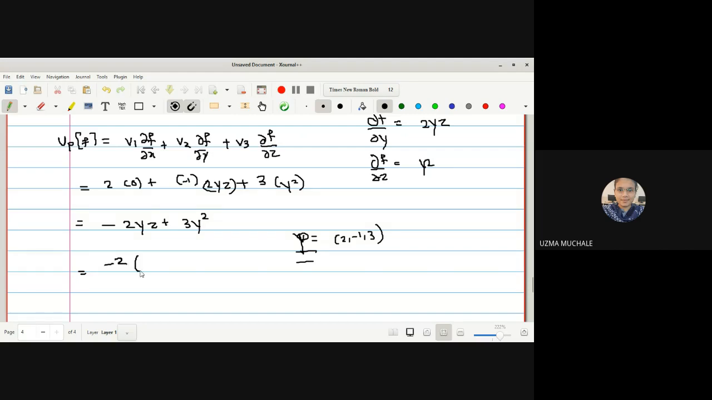Right? Minus 2 into, what is the value of y? y is minus 1, into z is 3, plus 3. What is the value of y? Again minus 1, it's a square. So what we get the resultant? 9. Sorry.